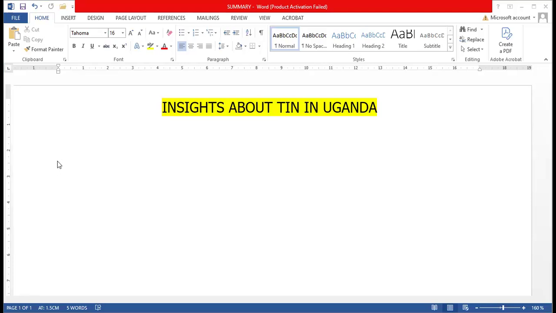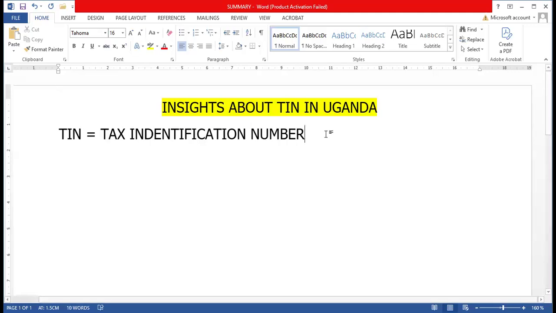We are going to share some insights about TIN in Uganda. What is TIN in full? This is Tax Identification Number. That is in full. And what is it all about?